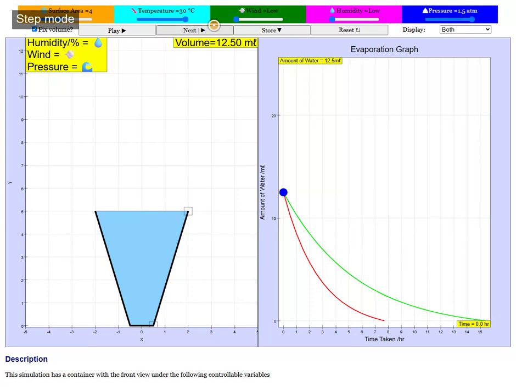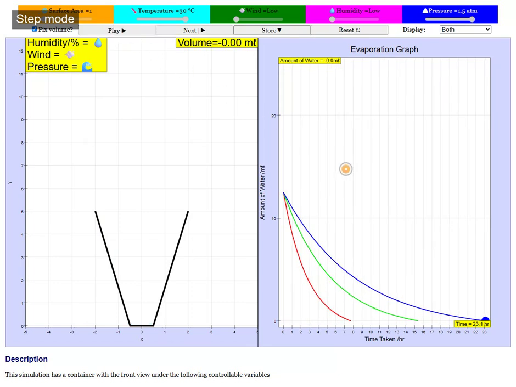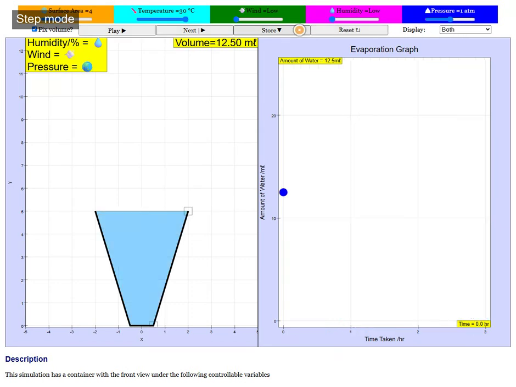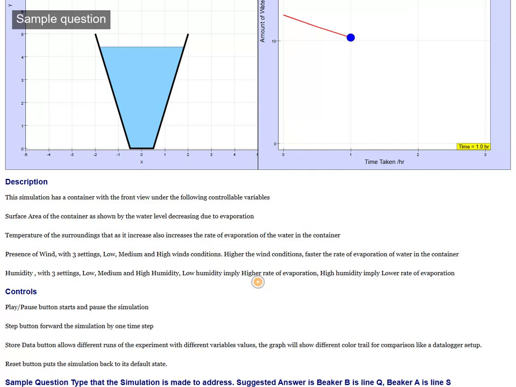The next button is useful when learners need slower reasoning. Instead of watching the whole run, they can advance the simulation step by step and connect each movement to a point on the graph. At the bottom, the description and sample question turn the simulation into a worksheet or discussion task. Students can match containers to graph lines and justify their choice.